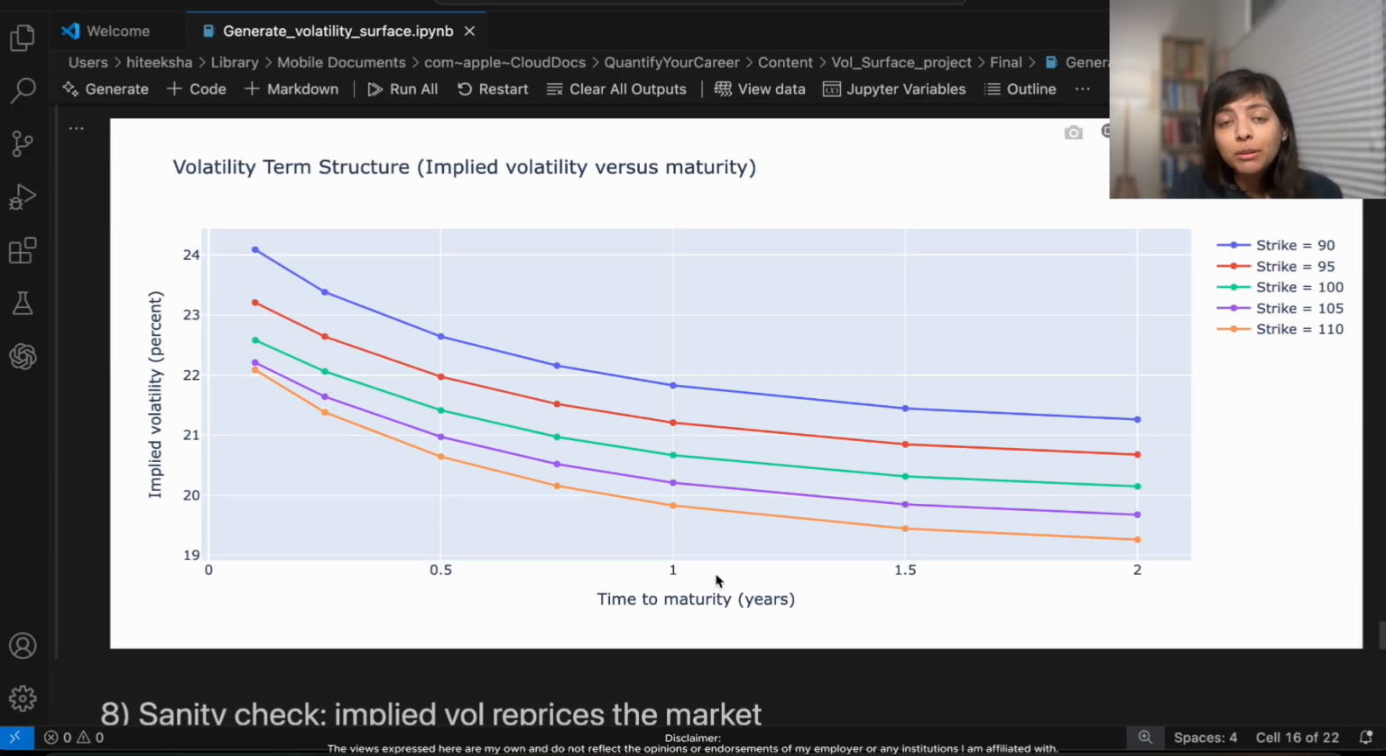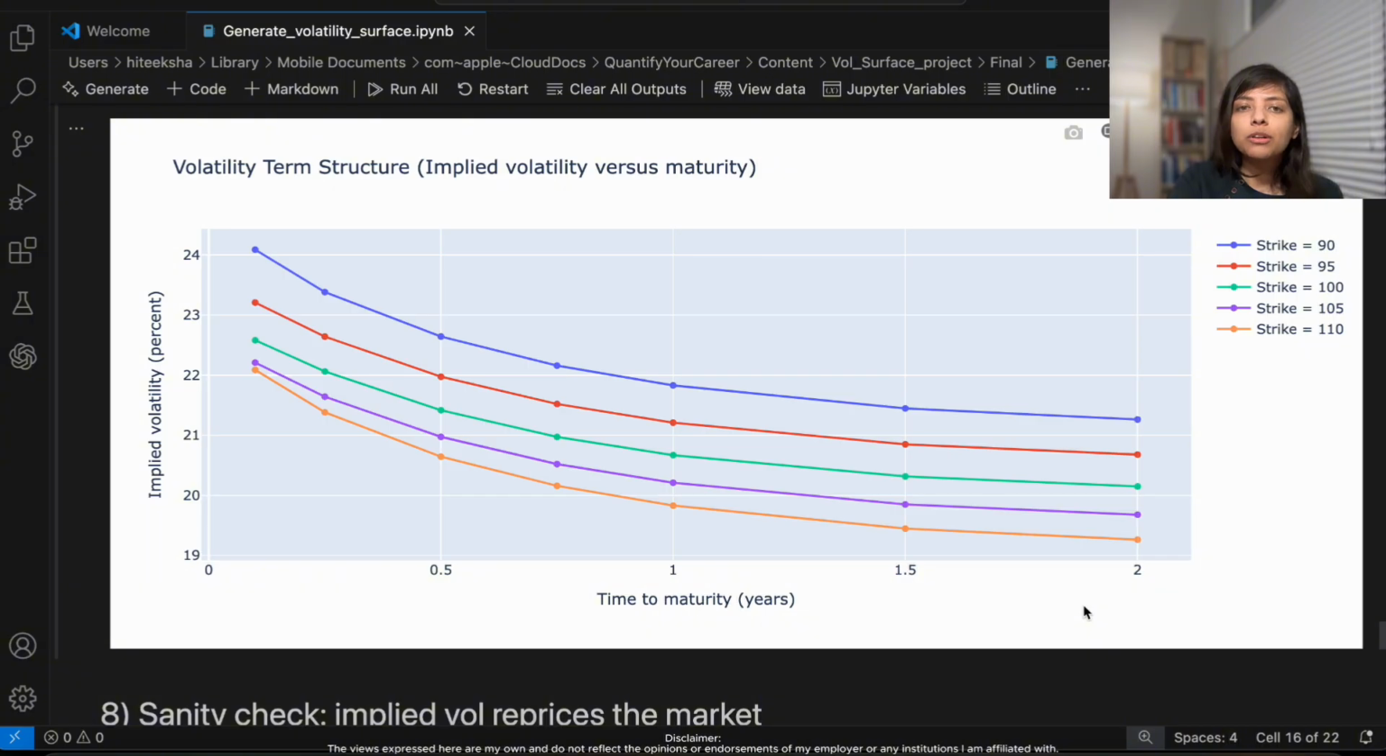Sometimes short term volatility is high and long term volatility is low, which gives you a downward sloping term structure. Sometimes it might be the opposite, and at times it might even be humped, high in middle maturities. And the term structure tells you about the market's expectations over different time horizons. So if short term vol is much higher than long term, that means the market is worried about something happening soon, but expects things to calm down eventually.